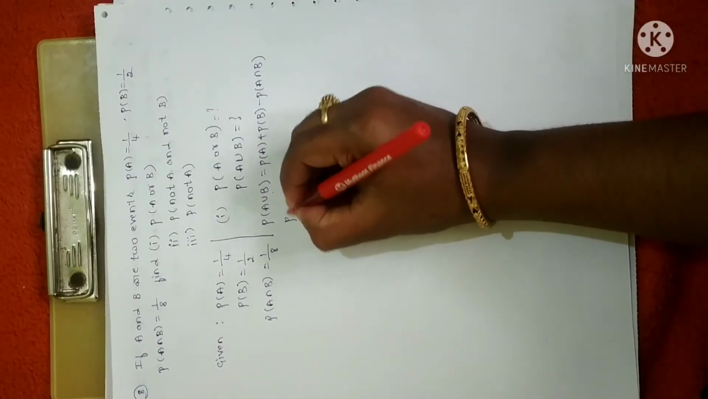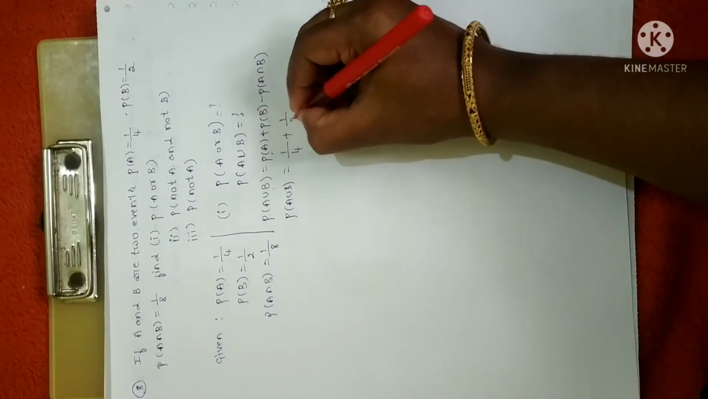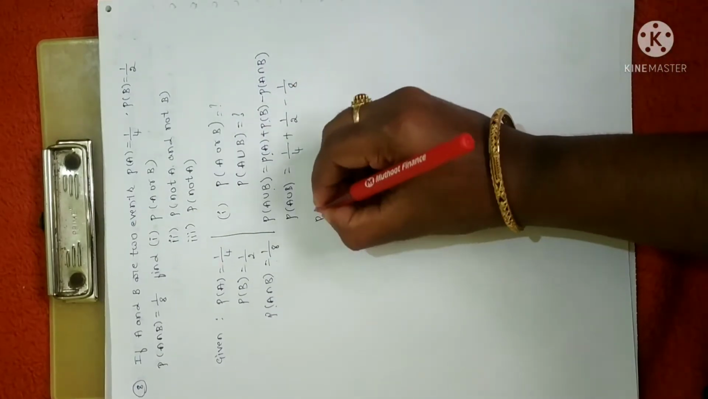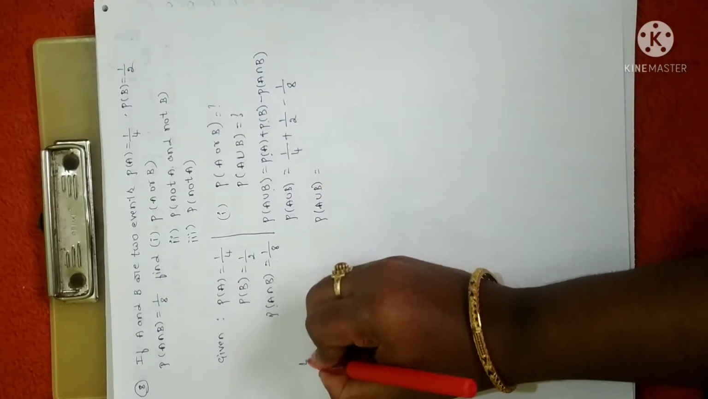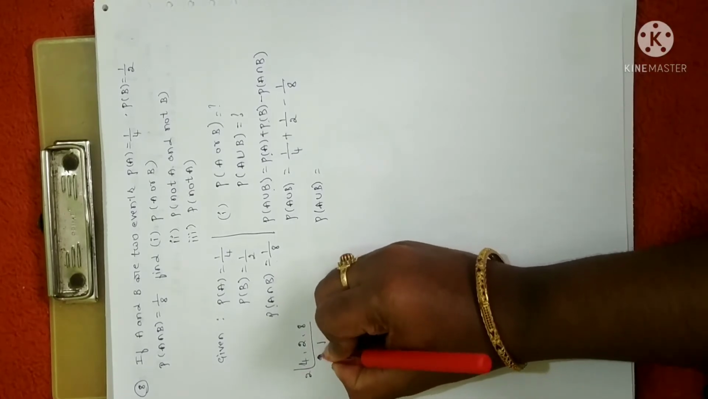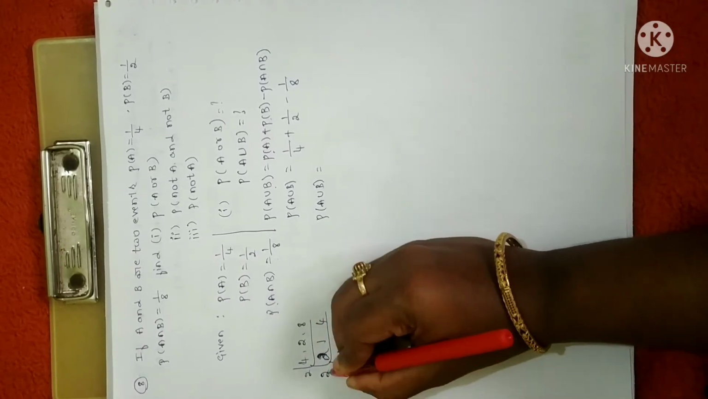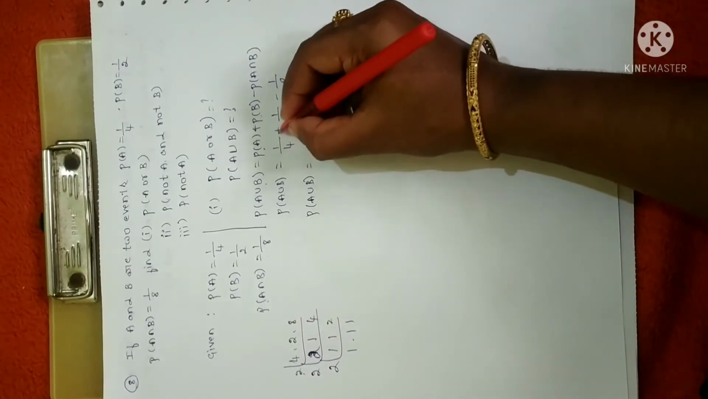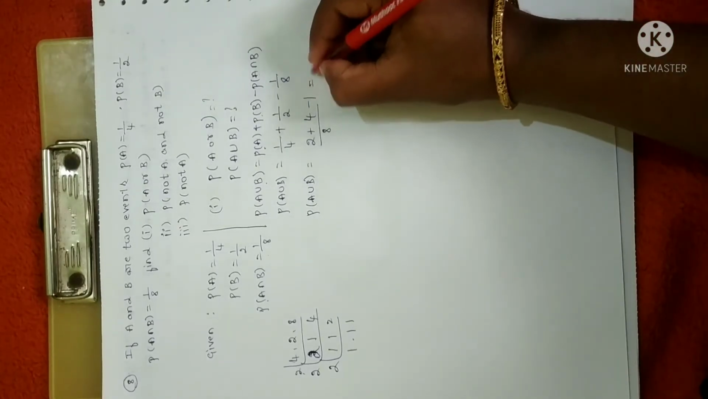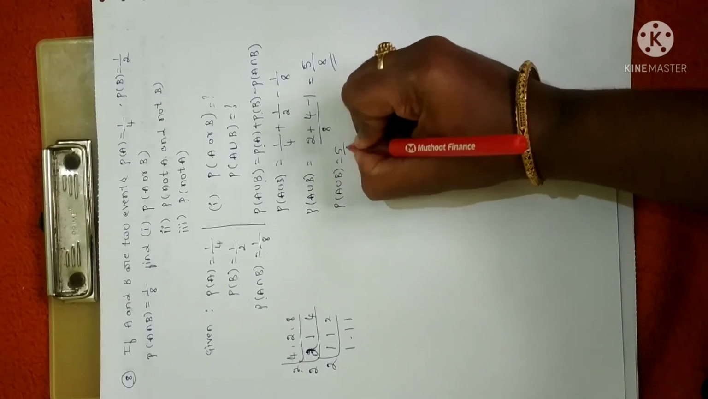Now let me substitute. Probability of A union B is equal to probability of A, which is given as 1 by 4, plus probability of B, which is also given as 1 by 2, minus probability of A intersection B, which is 1 by 8. Now you can take the LCM. The LCM of 4, 2, 8 is 8. When you take 8 as the LCM, 4 2s are 8, plus 2 4s are 8, minus 1. After simplification it will give you 5 by 8. That is, probability of A union B is 5 by 8.